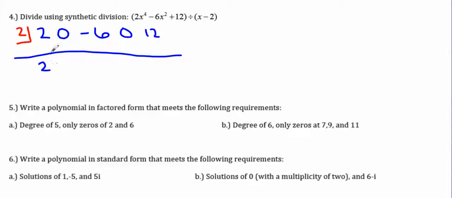Bring down the 2. 2 times 2 is 4. 2 times 4 is 8. 2 times 2 is 4. 2 times 4 is 8. 12 plus 8 is 20. So that would mean that 20 is my remainder. Here's my constant term, x squared term, x cubed term. It always is going to drop 1 power whenever you do synthetic or long division.